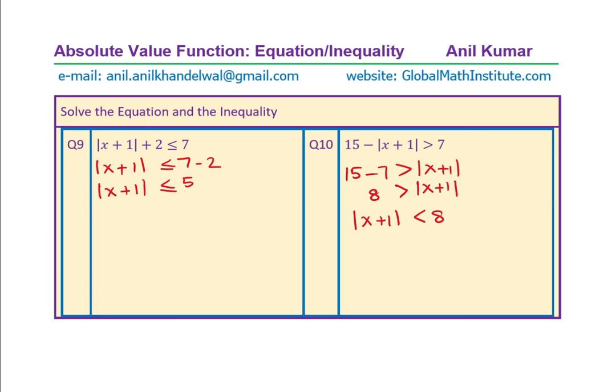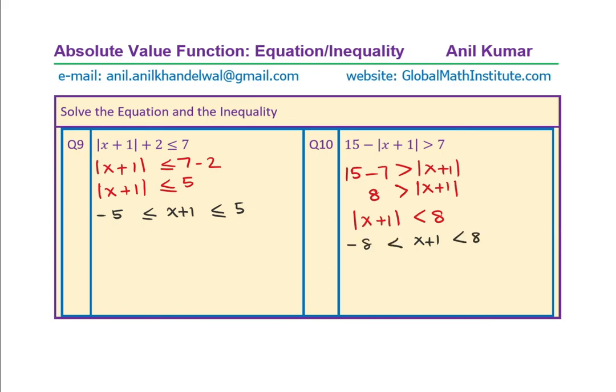So now we have two inequalities which are both kind of less than. So you can easily solve. Less than really means within, right? So we have x plus 1 is less than or equal to 5 and greater than or equal to minus 5, correct? On the other hand, we have x plus 1 which is less than 8 but greater than minus 8.